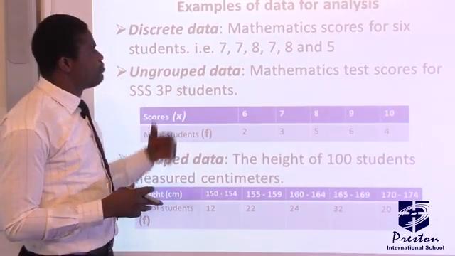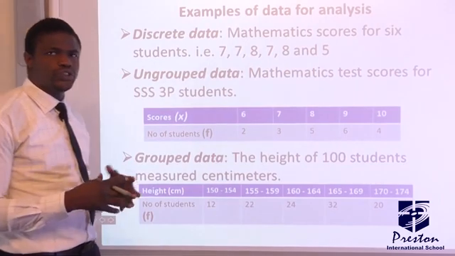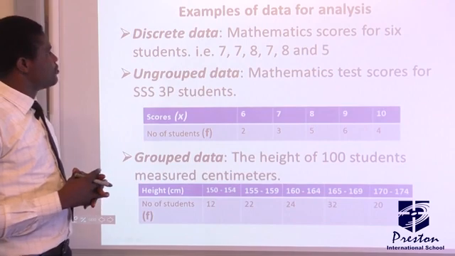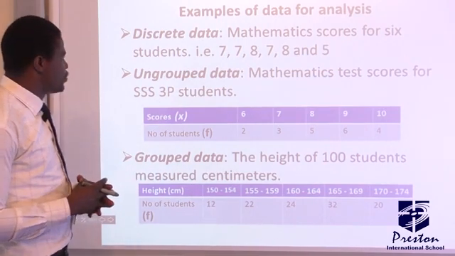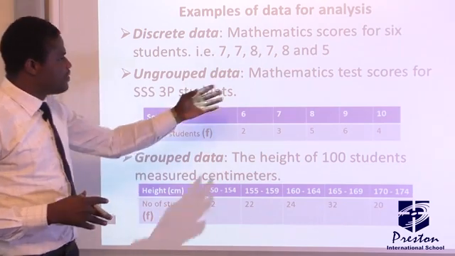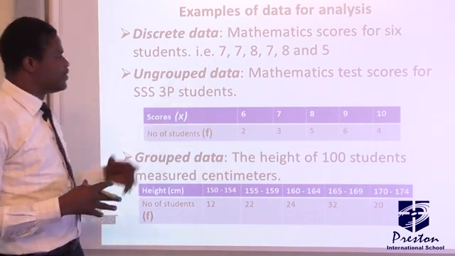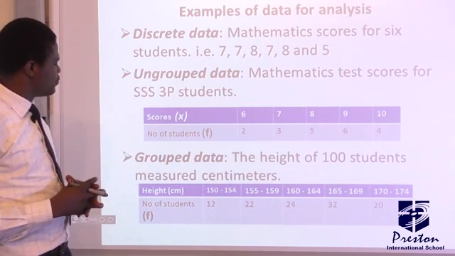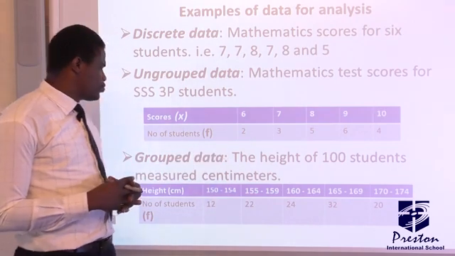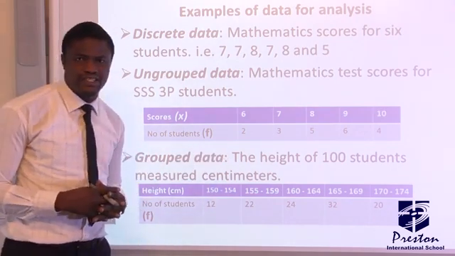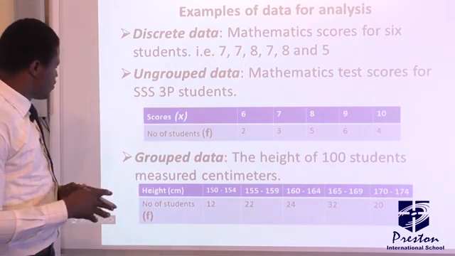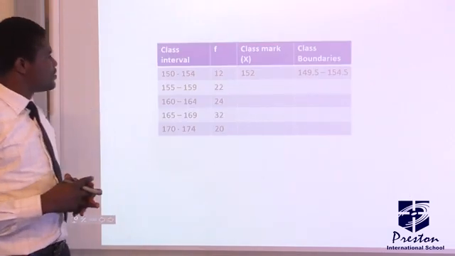Today, we have examples that we are going to use to analyze our data. For discrete, a mathematics score for 6 students. For grouped data, a mathematics test score for SSS3 students. We have the table and grouped data, the height of 100 students measured in centimeters. So we are going to use these 3 different examples to analyze our data.